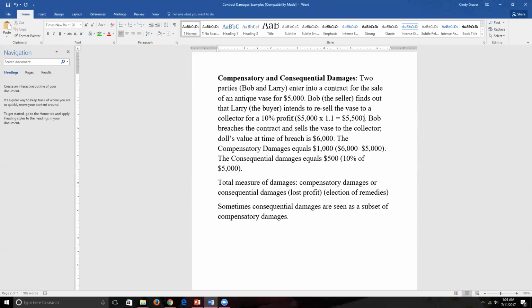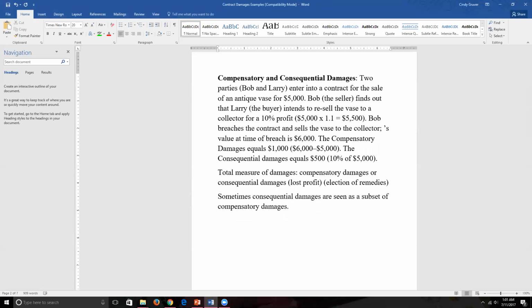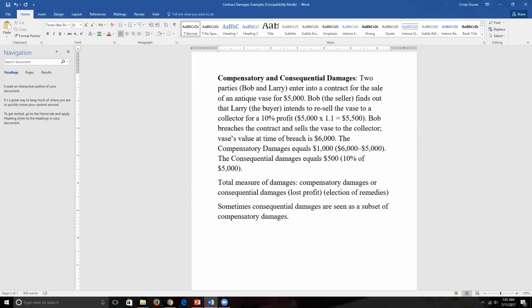Okay, but you know what? Bob finds out what Larry's doing, and he says, why don't we cut out the middleman? Why don't we cut out Larry? I'll go directly to this collector and sell the vase to the collector. At the time of this sale, I'm sorry, it's not a doll anymore, it's a vase. I switched the scenario, didn't I? At the time of the sale, the vase's value has gone up to $6,000.